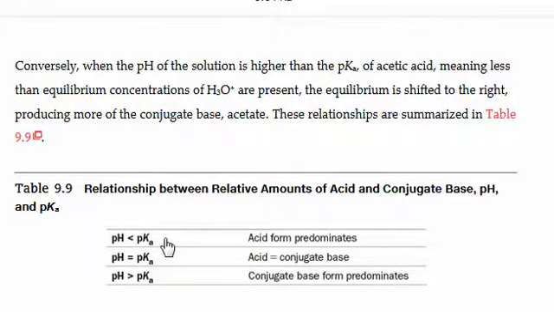If you know the pKa of an acid and the pH at which that acid is, you can determine which form of the acid will predominate. When the pH is less than the pKa, the acid form predominates. When the pH is equal to the pKa, there are equal amounts of the acid and the conjugate base. And when the pH is greater than the pKa, then the conjugate base predominates.